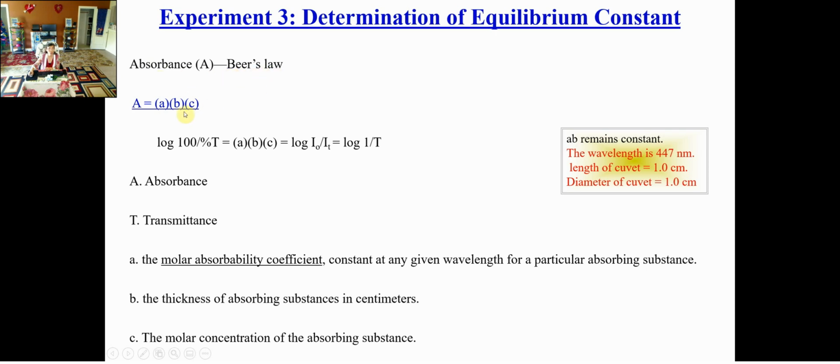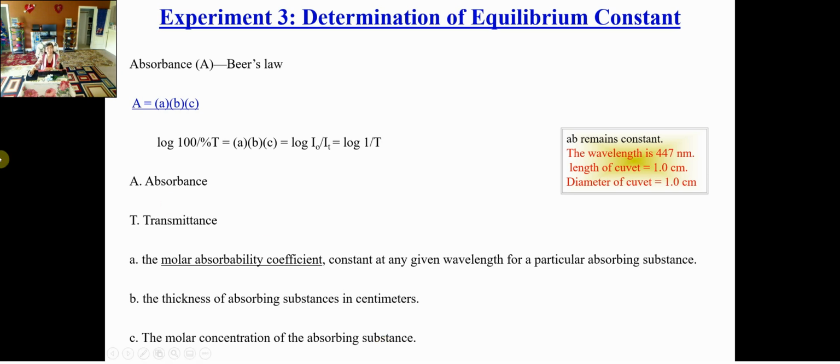This Beer's law shows capital A, absorbance, equals small a times b times c. Capital A represents absorbance; you can use T for transmittance. Small a represents the molar absorptivity coefficient for the substance at a given wavelength. b is the thickness of the absorbing substance in centimeters. c is the molar concentration of your absorbing substance in moles per liter.